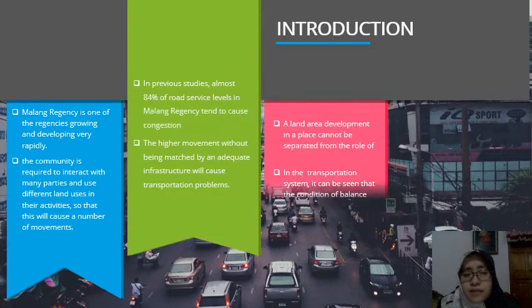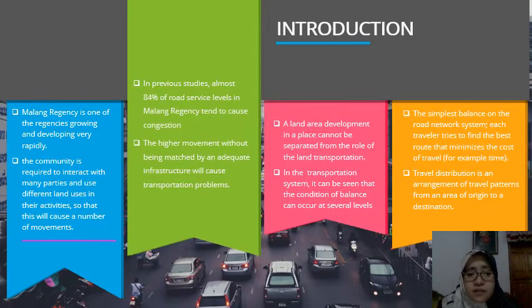The introduction. Malang Regency is one of the regencies growing and developing very rapidly. In previous studies, almost 84% of road service levels in Malang Regency tend to cause congestion. A land area development in a place cannot be separated from the role of land transportation. In the transportation system, it can be seen that the condition of balance can occur at several levels. Travel distribution is an arrangement of travel patterns from an area of origin to a destination.